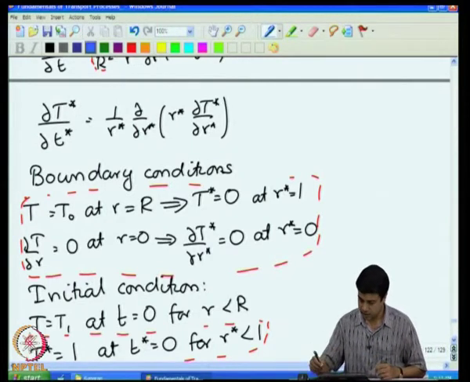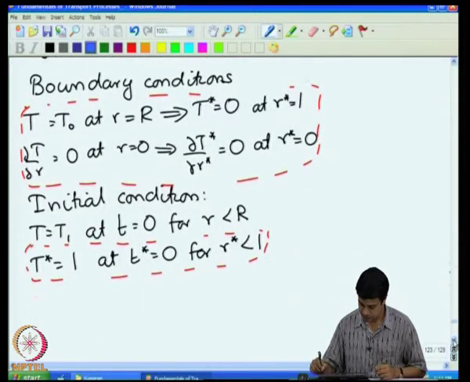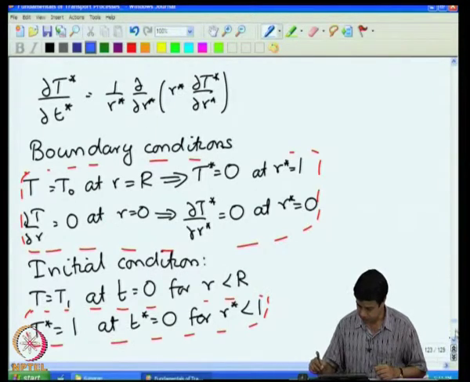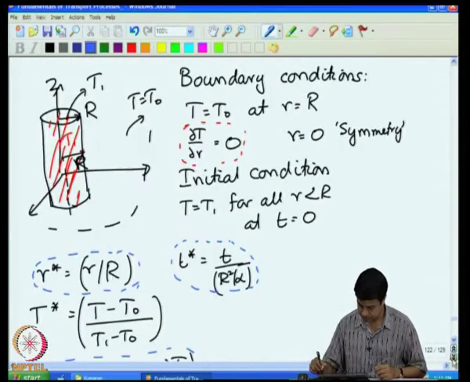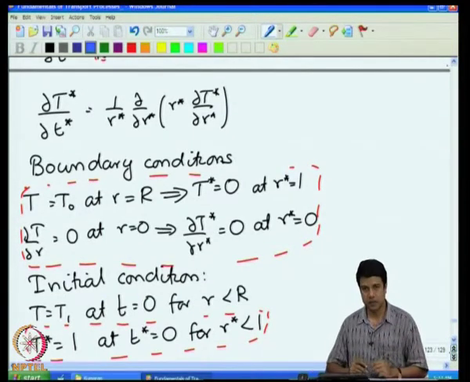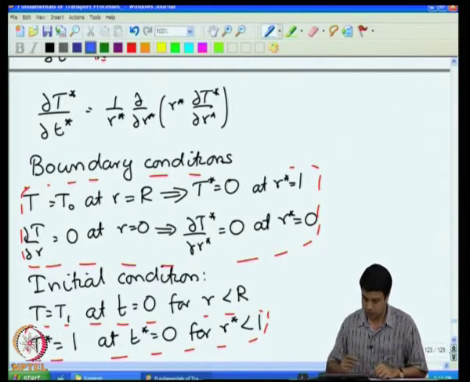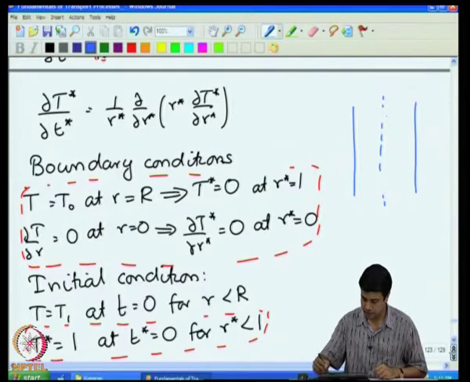I had argued based on physical considerations that the other boundary condition should be that at R equal to 0, dT by dR has to be equal to 0. Let us briefly review that argument. This is my cylinder, this is the center.